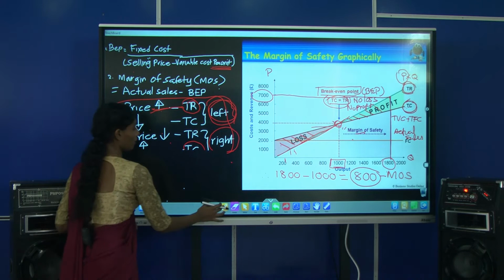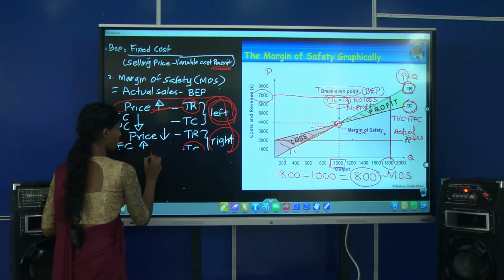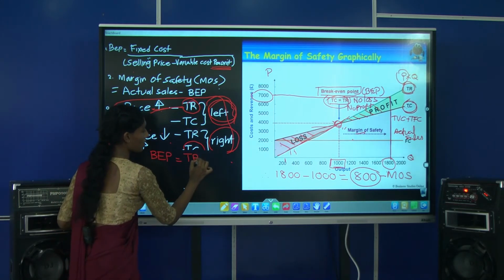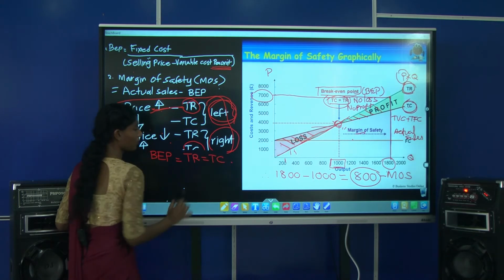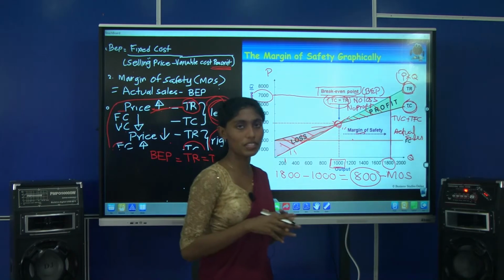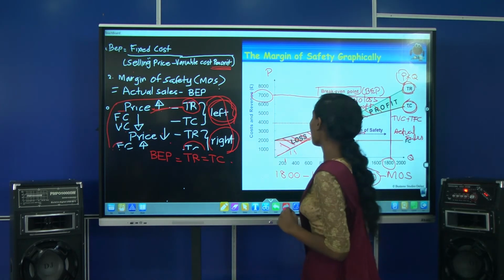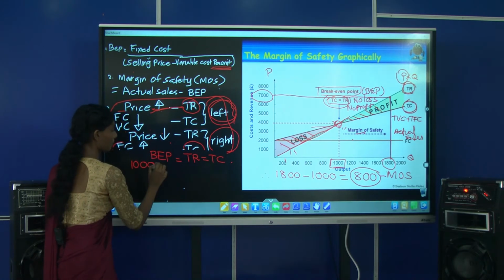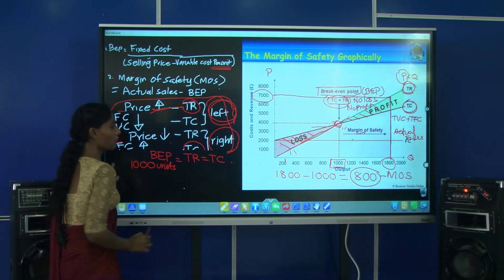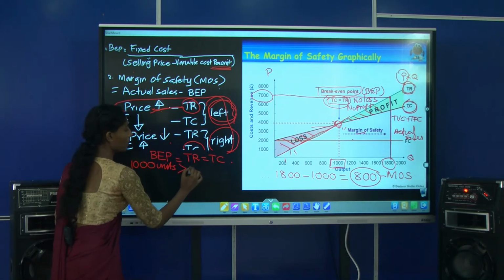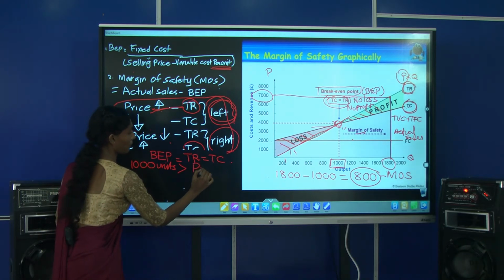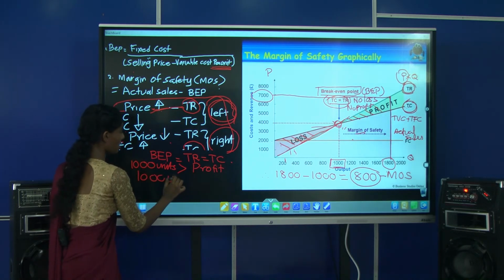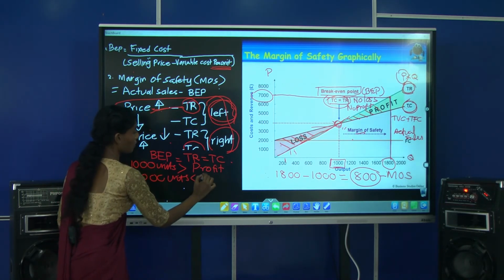Once again, I'll tell you, it's like this. BEP is a point where the total revenue is equal to the total cost. At this point, we don't get any profits, we don't have any losses. But if you see the diagram here, you get 1,000 units on the quantity axis. That means if you produce more than 1,000 units, you get profit. If you produce less than 1,000 units, you get a loss.